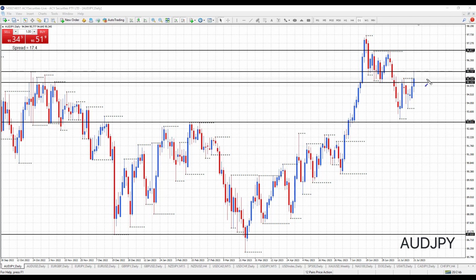I'm on the Aussie Yen daily chart, got my monthly, weekly, day support and resistance levels all drawn in. They're referenced in the description below. I'll just discuss the ones closest to price action.